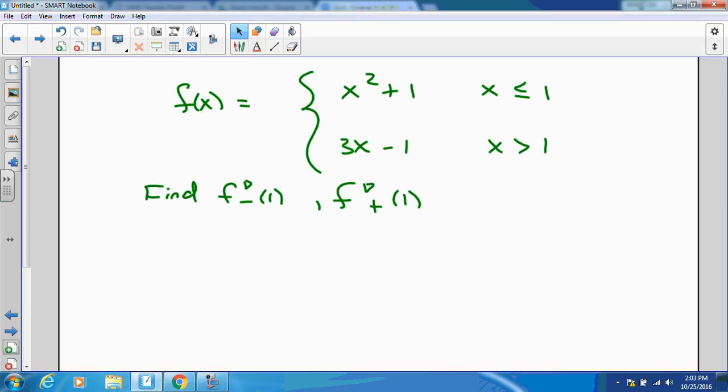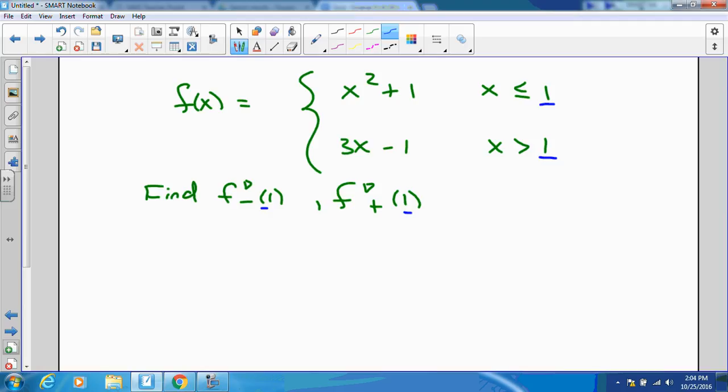Here we have a piecewise function, and I am asked to find the derivatives at the joint where the two pieces come together. Now I want you to understand why the joint is really special. Right here at x equals 1, for x's less than 1, I just have a polynomial. My derivative for x less than 1 is 2x. And for x greater than 1, I just have a linear function, so my derivative for x greater than 1 is just 3.